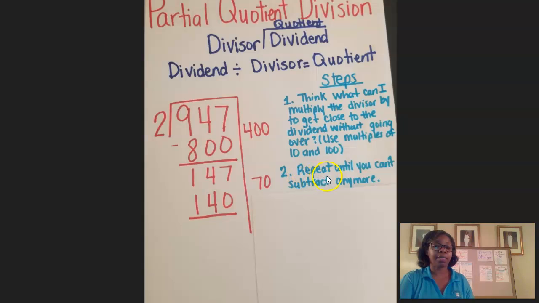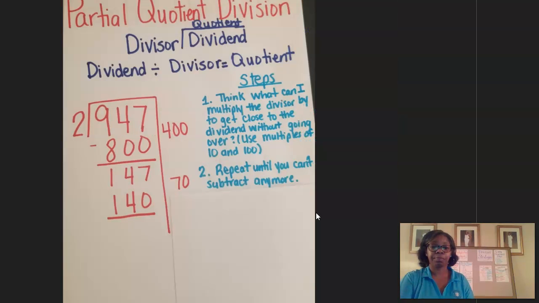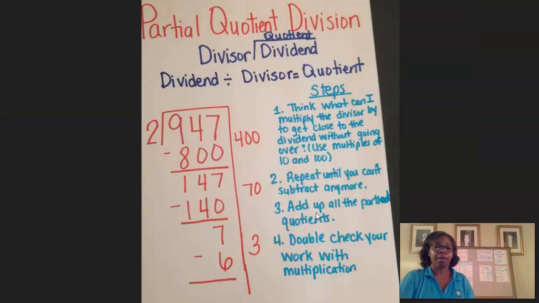Our step 2 tells us that we're supposed to repeat that until we can't subtract anymore. So since we have 147, we need to think about what's a number that I could multiply by 2 that's going to get me close to 147. I'm saying that I can take out 70 twos from 147 because 70 times 2 is 140. Now, when I subtract 140 from 147, I get 7.